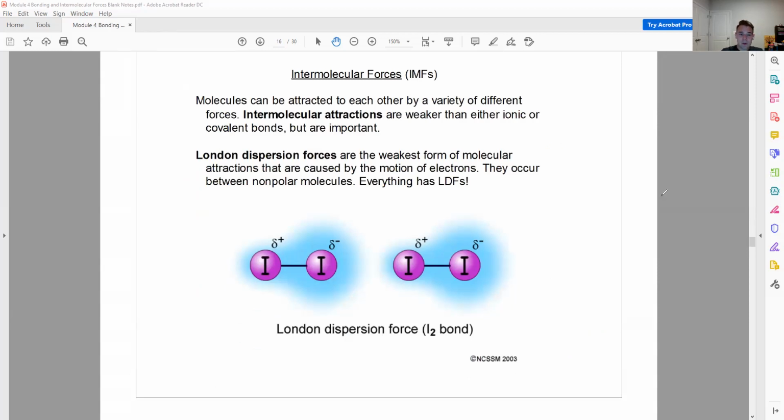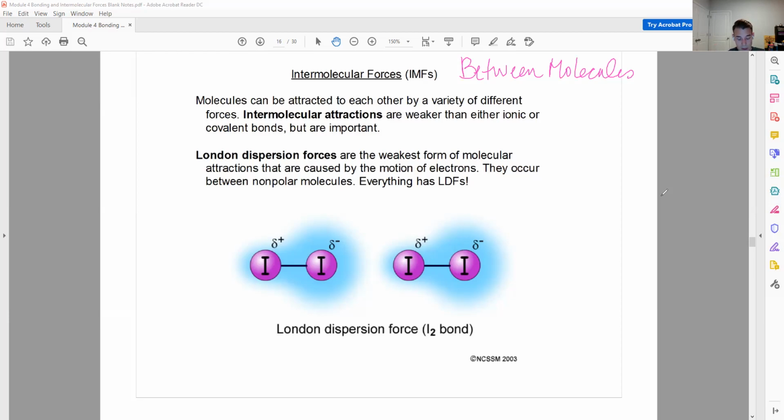So intermolecular forces: molecules can be attracted to each other by a variety of different forces. Intermolecular forces are weaker than either ionic or covalent bonds, but they are important. Intermolecular forces are the forces of attraction between molecules. So for example, here I have iodine molecules. What attraction do these individual molecules have to each other?